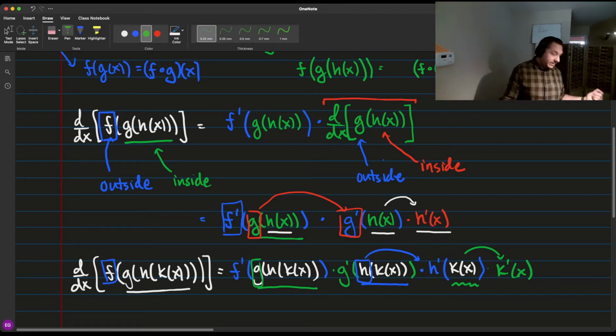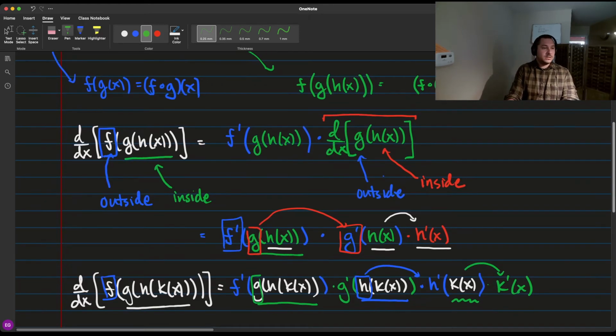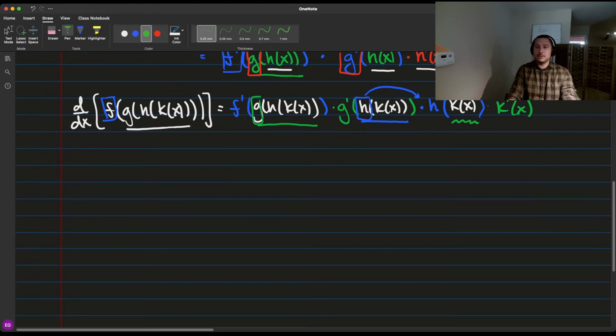So let me show you how you actually would use this. But before we move on, I want to know if there are any questions. Do we see the pattern in terms of how you start with the outside function, you take its derivative, and then you keep on peeling off the inside parts? Let's do an example then.